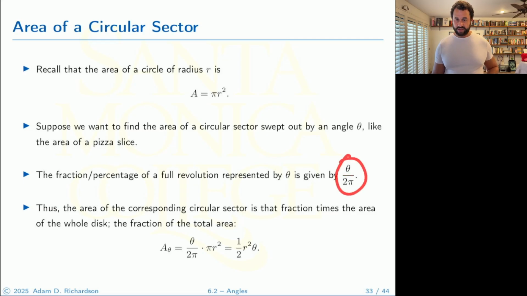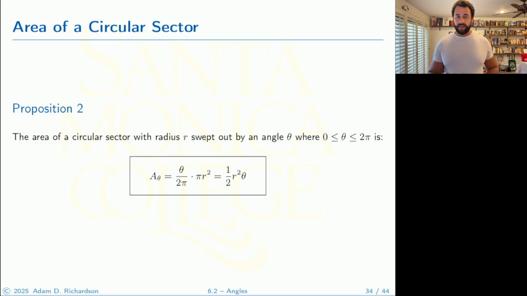So you're going to take this fraction here, and you're just going to multiply the full area by this fraction. And that will give you literally the area of the circular sector, right? So the area of that circular sector is the fraction of a full revolution afforded by the angle theta. And you're just going to multiply that by the total area. And then you can simplify things, and it actually ends up being 1/2 r squared theta. All right? Okay. And that's where we get this proposition. So that was the proof of this formula. The area of a circular sector with radius r swept out by an angle theta is this formula right here.